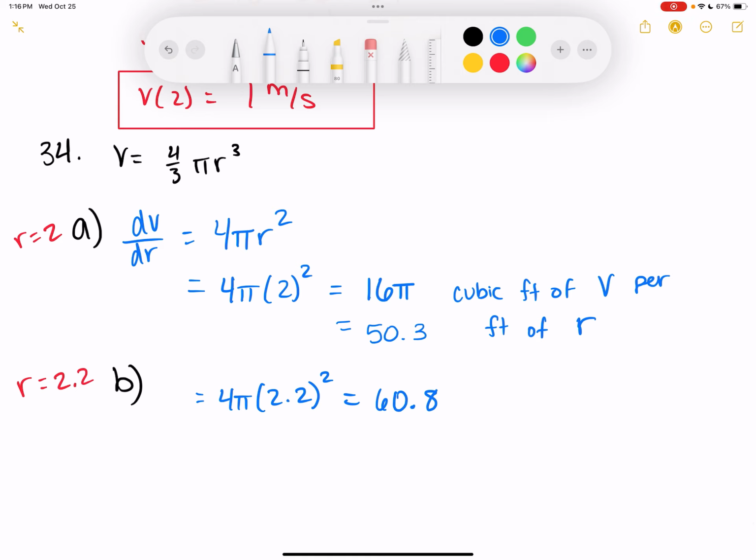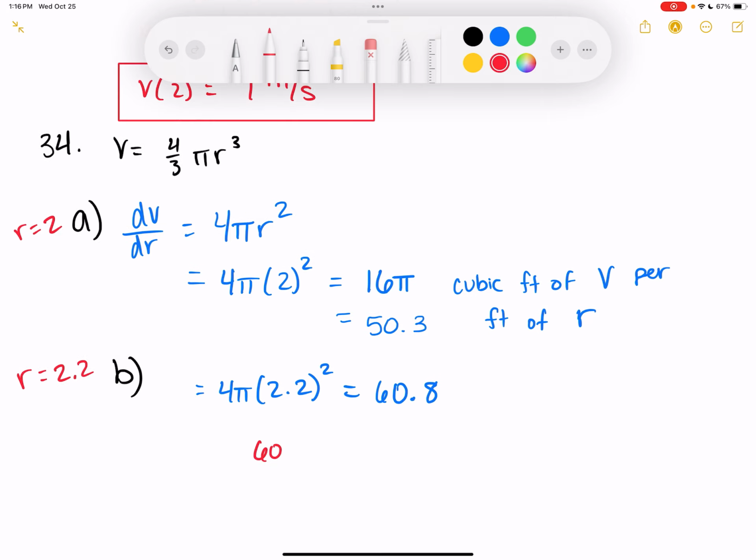So now I want to know how much it increases when I go from a radius of 2 to 2.2. So I'm going to subtract the two numbers. 60.8 minus 50.3 is 10.5 feet cubed. That answer is slightly different from the book because they round a little differently, to like 3 decimal places, which makes a little bit of a difference, but that's fine. Any questions?